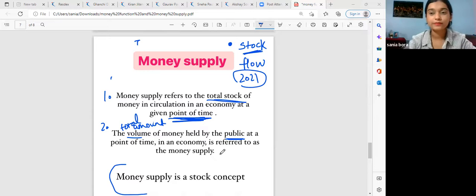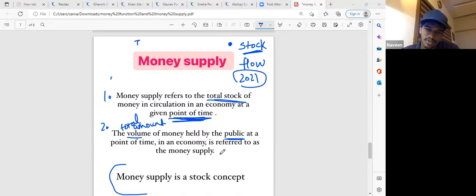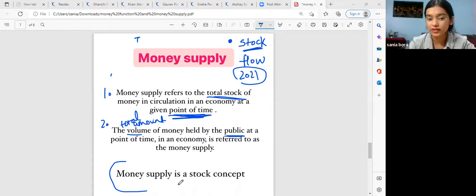Okay. I have one doubt. Money supply is a stock concept, that word we have to write after that? Yeah, after the definition, you have to write this one. Money supply is a stock concept.